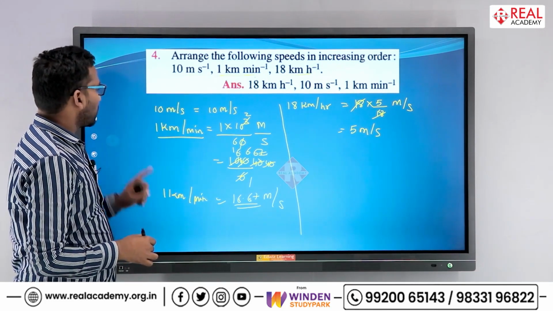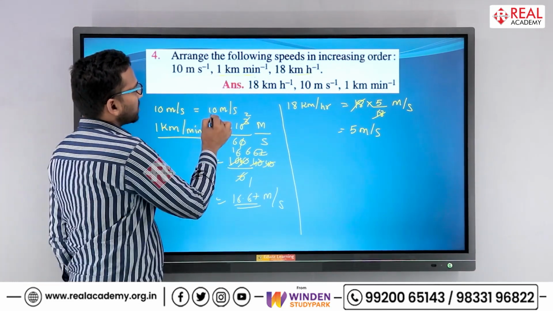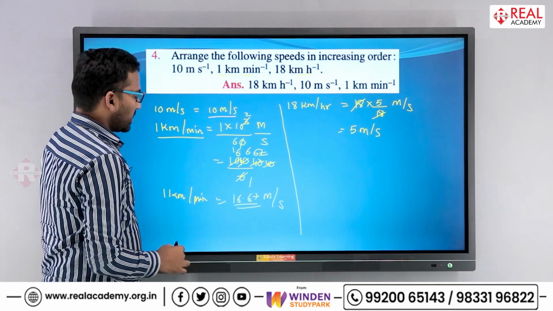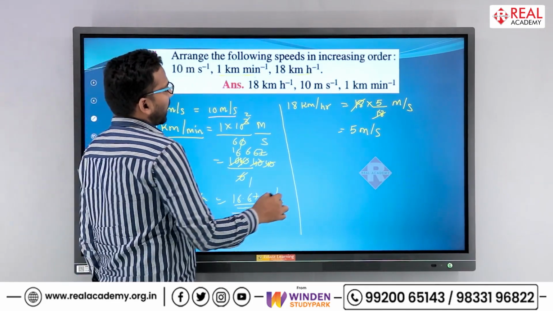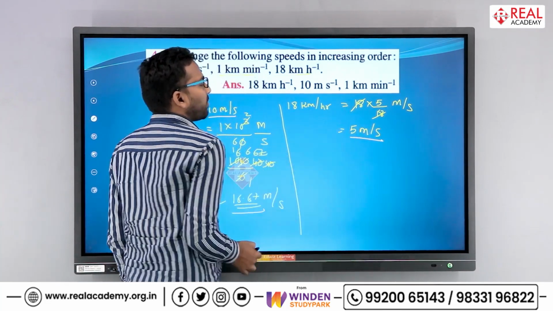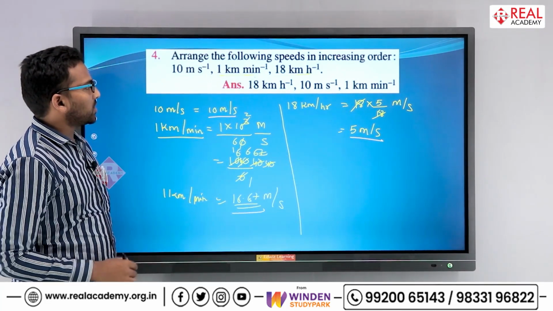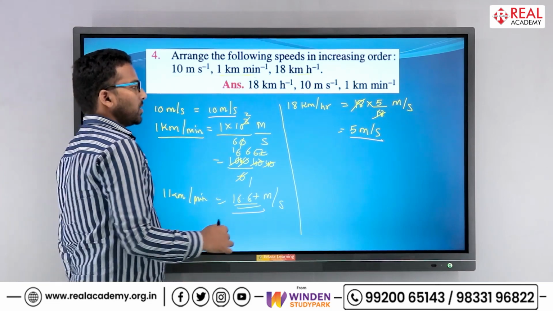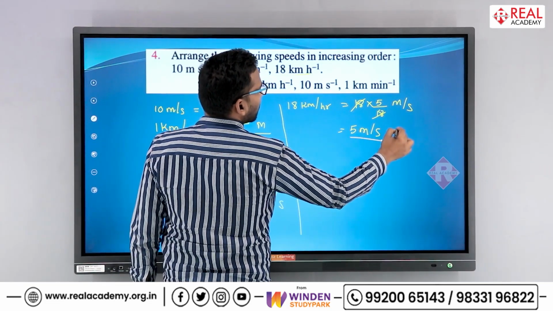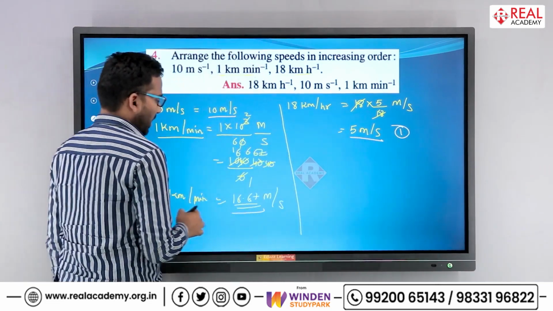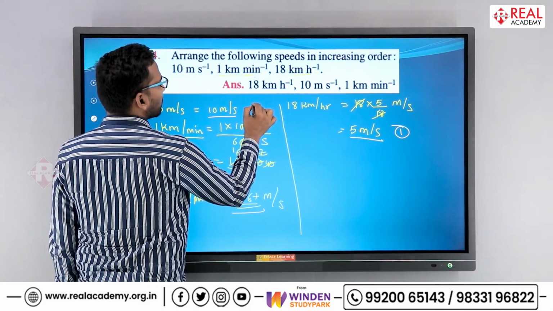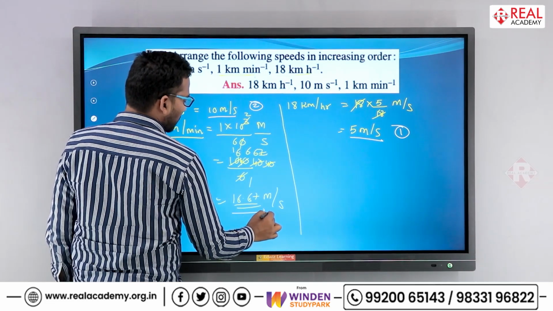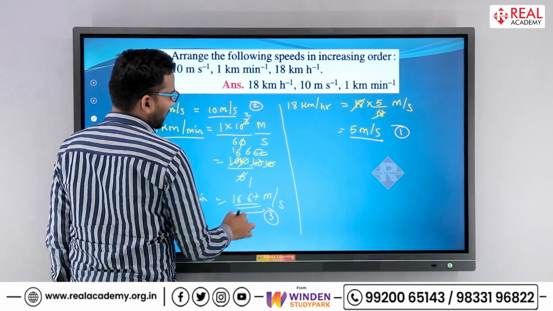So as per this, just compare the value. First value is 10 meter per second. Second value is 16.67 meter per second. And the third value is 5 meter per second. So which one is first in the increasing order? Starting from least, that is 5 meter per second, and then followed by 10 meter per second, and the last one is 16.67 meter per second.